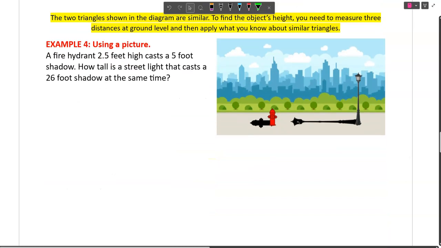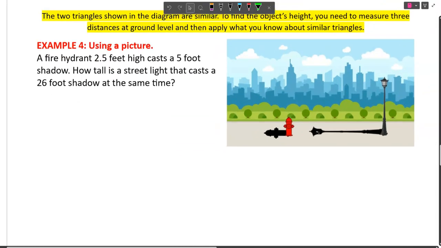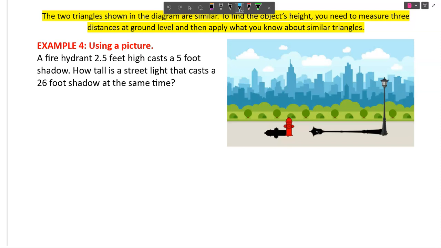So in this first example, I have a fire hydrant that is 2.5 feet high, and it's going to cast a 5-foot shadow. Then we have a street light, which I want to know what the height is, and it casts a 26-foot shadow at the same time. We want to figure out what the height is. So we'll start with the fire hydrant here, and let's use black for this. So the height of the fire hydrant is 2.5 feet. The shadow length of the fire hydrant is 5. The shadow length of the light post is 26 feet, and ultimately what we're trying to figure out is how tall this is going to be.